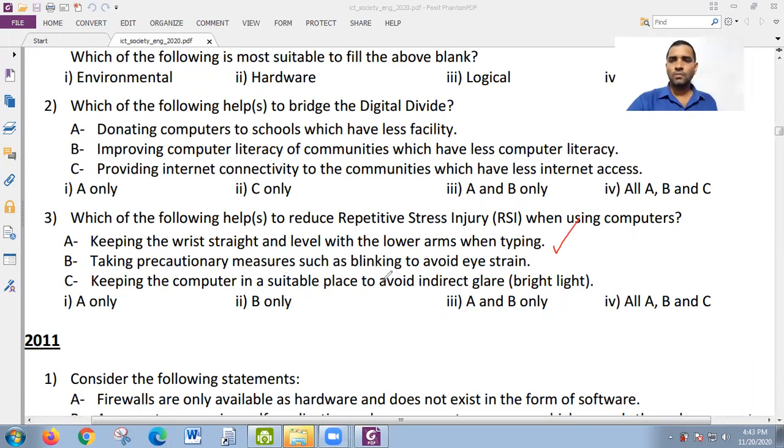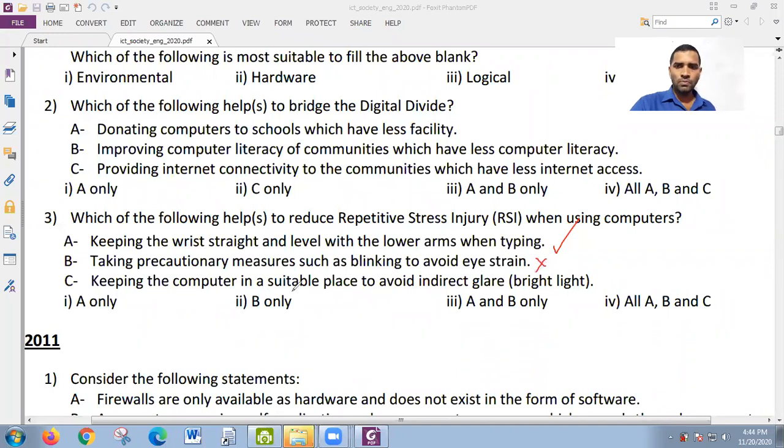Shoulders to fingers. Taking precautionary measures such as blinking to avoid eye strain. That may not be related to RSI, that is related to, what is it, CVS, computer vision syndrome, right? You have to blink the eye to avoid the eye strain, right? That is not RSI.